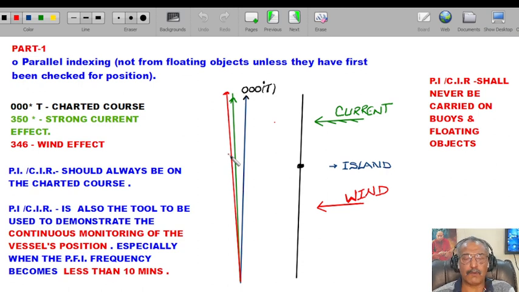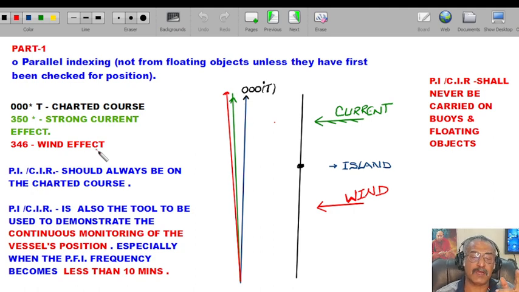So come what may, no matter what happens, you have to make good, in this particular example, a course of 000. Because with the effect of current and wind, you're making good a course of 350, and the final course you're making good is 346, but you have to make good the course of 000.